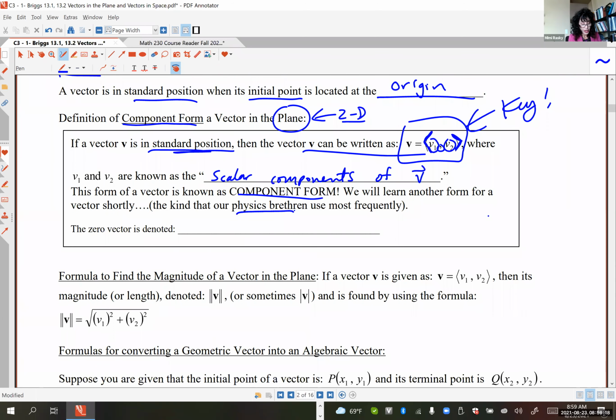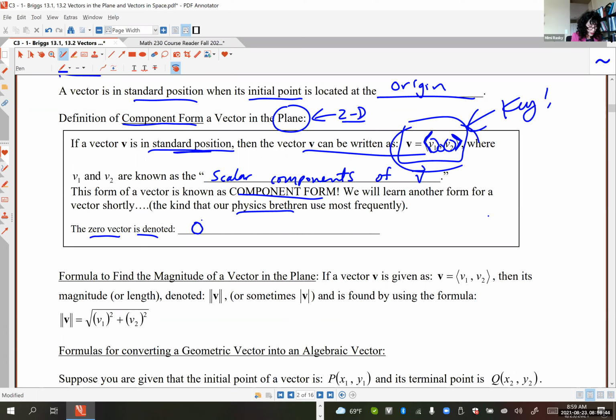Okay, and the other way is the way our physics brethren like to use better. So if you have a physics textbook already, it's very rare that they use component form, which is unfortunate. You'll see why I'm not a big fan of the alternative form sometime this week, but I can't tell you yet. Hang in there. The zero vector, is there such a thing?